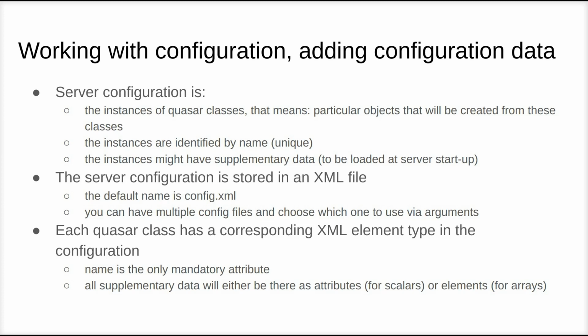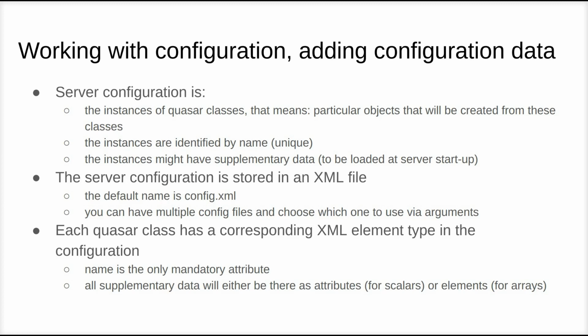Now, to avoid any confusion here, when we speak about server configuration, we speak of instances of Quasar classes, and that means particular objects that will be created from Quasar classes. And the instances are identified by name, which is unique. It's guaranteed by Quasar. And the instances might have supplementary data, which are attached to the configuration and which are loaded when the server starts up.